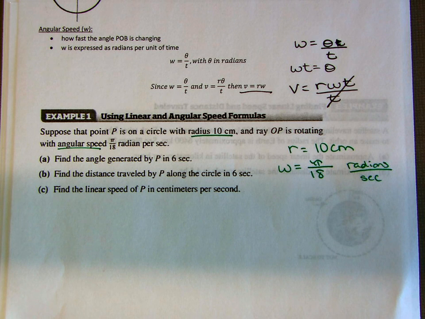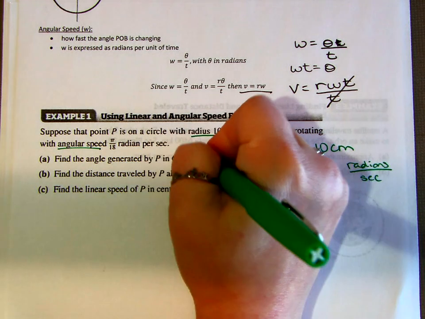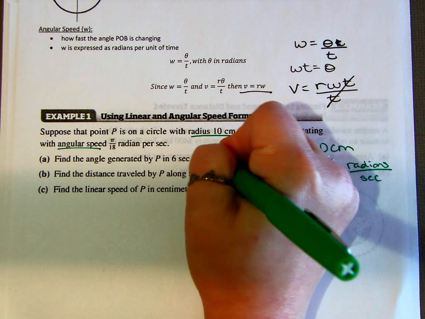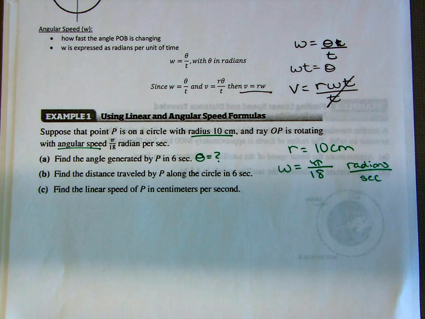It says find the angle generated by P in 6 seconds. So what this first part is asking us for is theta. We don't know what theta is, but we do know what our angular speed is. Our angular speed is pi over 18.